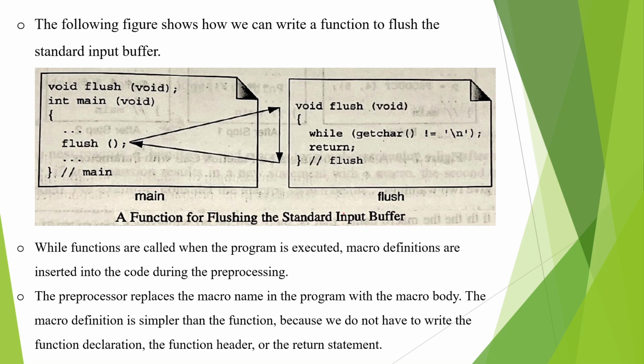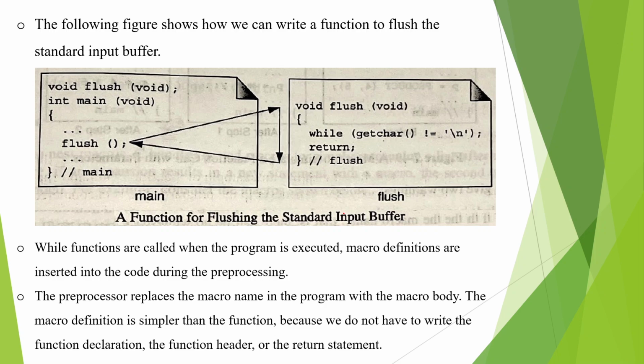This type of phenomenon is not there in the modern compilers, because modern compilers come with an inbuilt flushing concept. So whatever keystrokes we make prior to the execution of our program, those keystrokes will be automatically flushed whenever you are reading a keystroke into your application. Hope you understood this one. So the following figure shows how we can write a function to flush the standard input buffer.